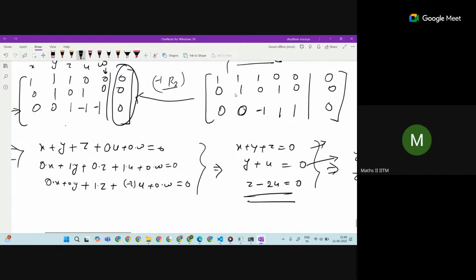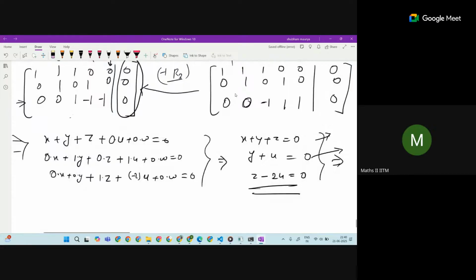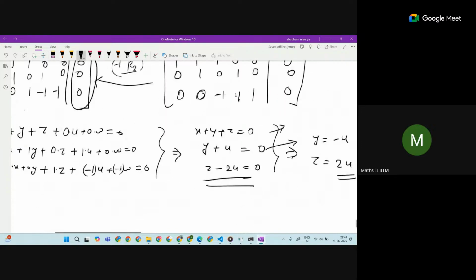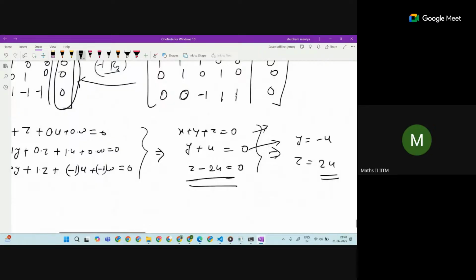So finally, the third equation only will change here. So this is 0 times x plus 0 times y plus 1 times z, here is minus 1 times u and minus 1 times w. So this is what we'll get. Finally in the last we have w here. So this is z minus u minus w is equal to 0.